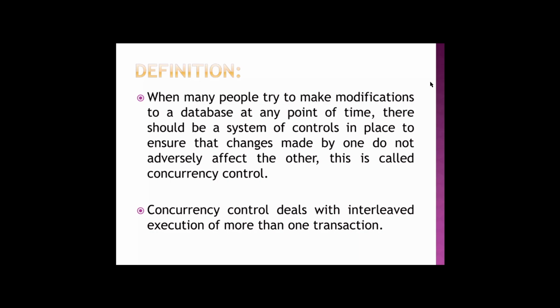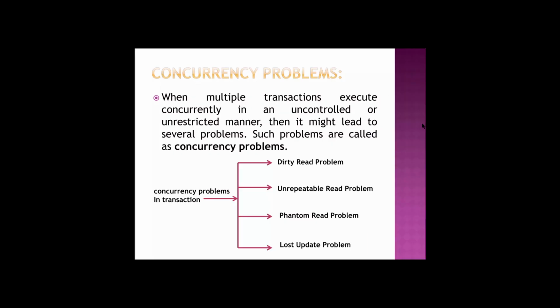When many people try to make modifications to a database at any point of time, there should be a system of controls in place to ensure that changes made by one do not adversely affect the other. This is called concurrency control. It usually deals with interleaved execution of more than one transaction. When multiple transactions execute concurrently in an uncontrolled or unrestricted manner, it might lead to several problems.